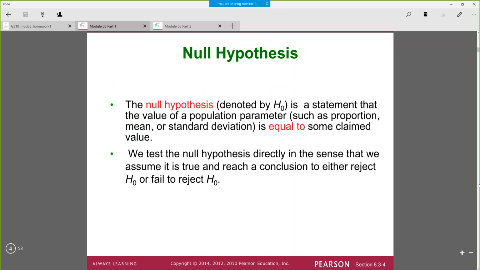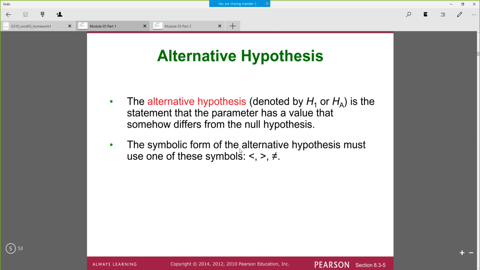Okay, so we covered the definitions. Here's the null hypothesis again. Again, the key thing is equal to. The alternative is less than, or greater than, or not equal to. And the alternative hypothesis is denoted by either H1 or HA.